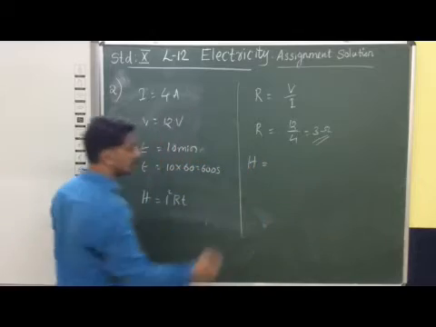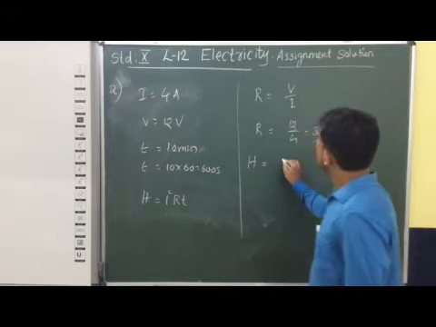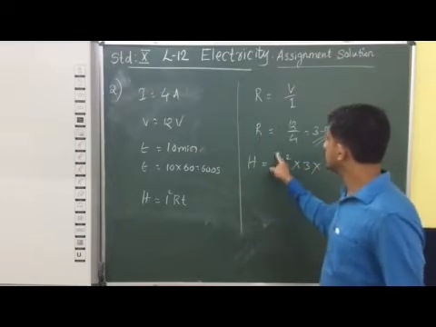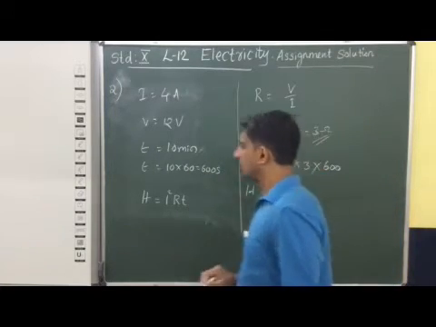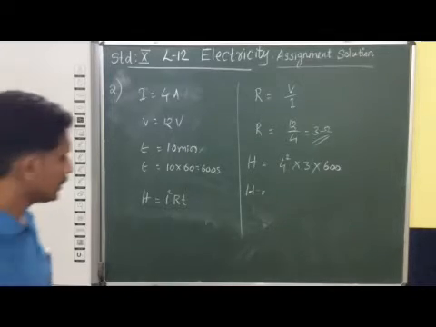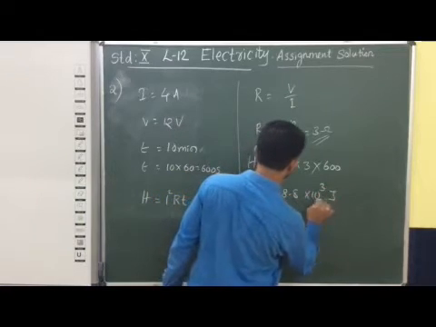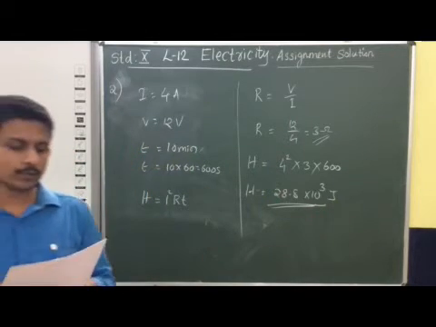So we can calculate the amount of energy delivered. That means H is equal to I squared RT. So 4 square into resistance 3 ohm into time 600. So you can calculate the amount of energy produced in this case. You will get the answer as 28.8 into 10 raised to 3 joule. So this is the amount of energy consumed during this time.